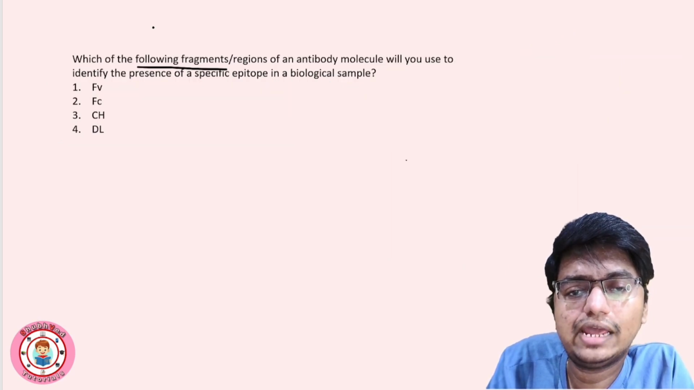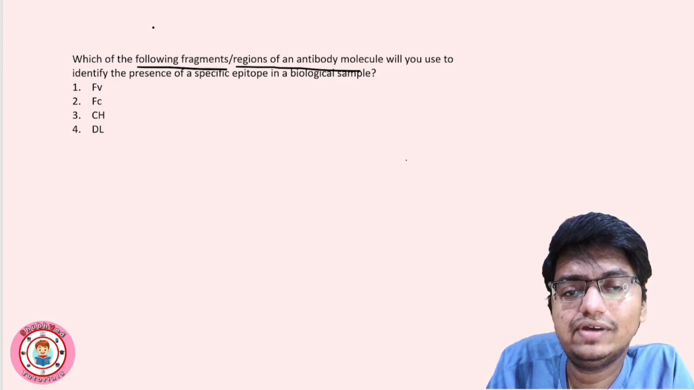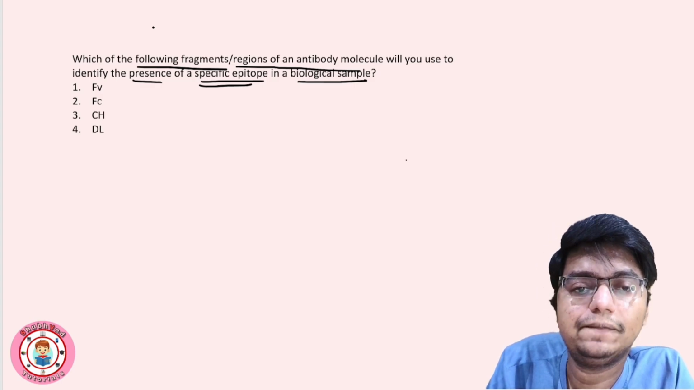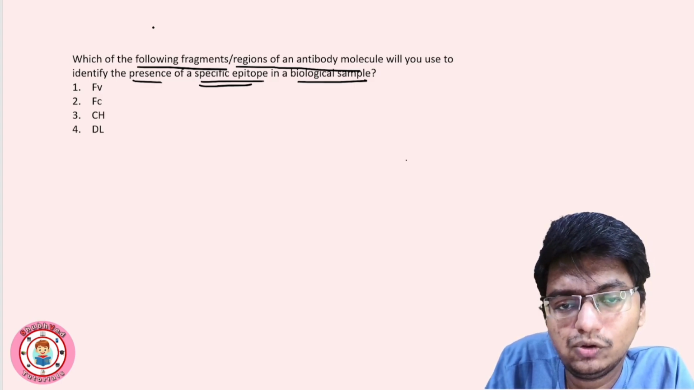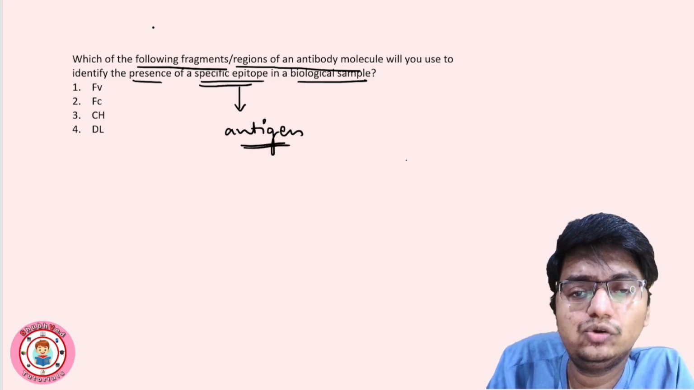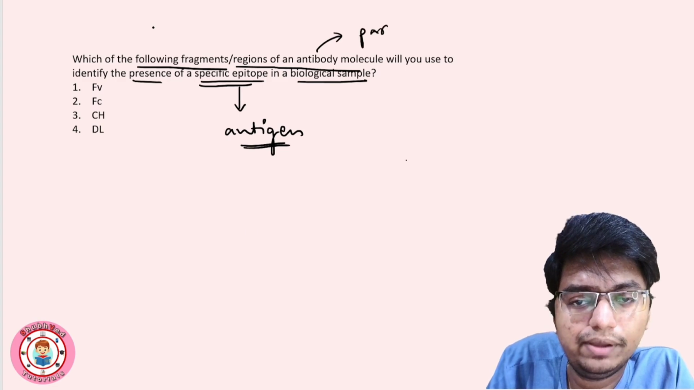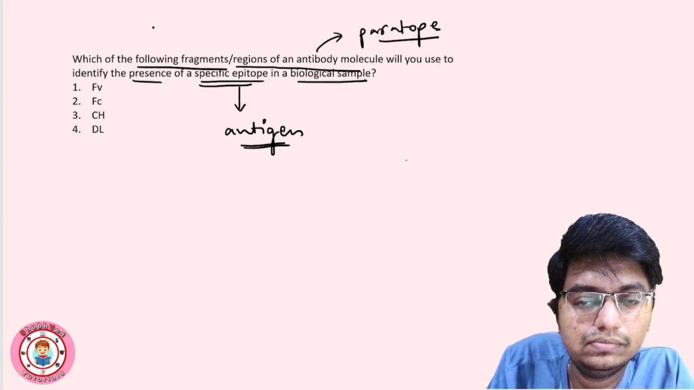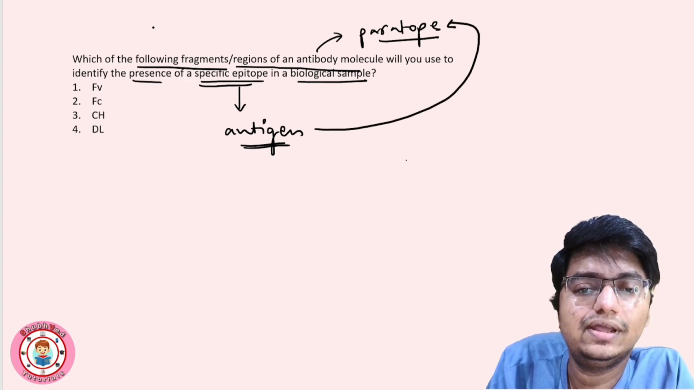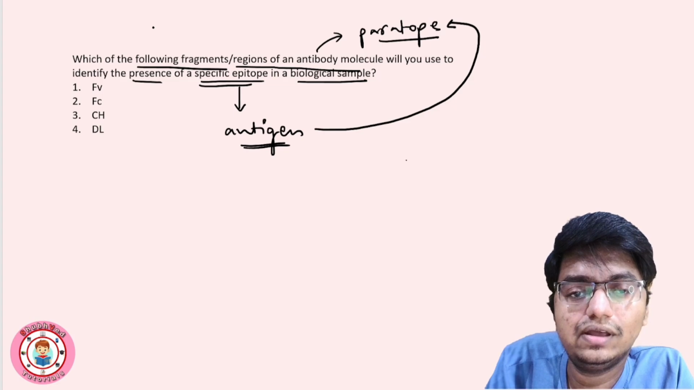Which of the following fragments or regions of an antibody molecule will you use to identify the presence of a specific epitope in a biological sample? Okay, we have to identify a specific epitope. And what will you use? We know the epitope is basically the antigen part which will bind to the antibody. The binding site in the antibody is the paratope. So the antigen will bind to this paratope of the antibody, right? Then which fragment of the antibody do we have to use?